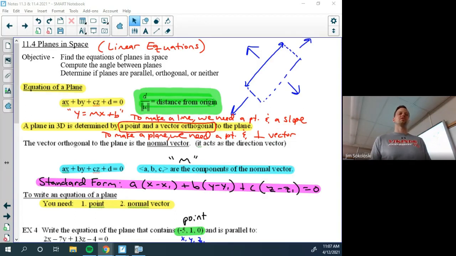So the big thing you'll see right next to 11.4 planes in space, I have linear equations. This whole section of 11.4, I want you thinking about linear equations. y = mx + b. y - y1 = m(x - x1), point-slope form. Okay. I like to compare planes to lines.